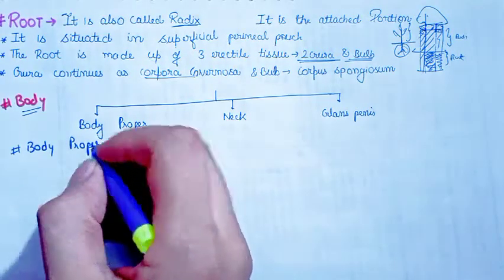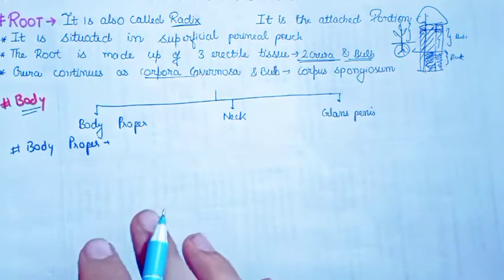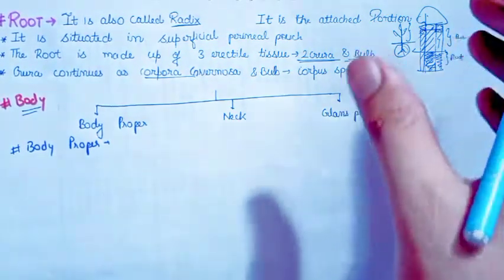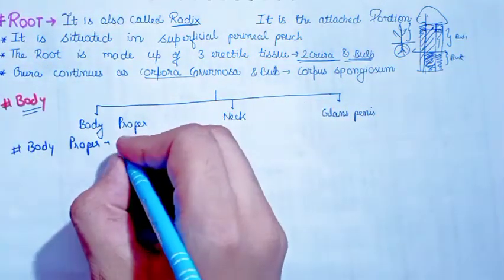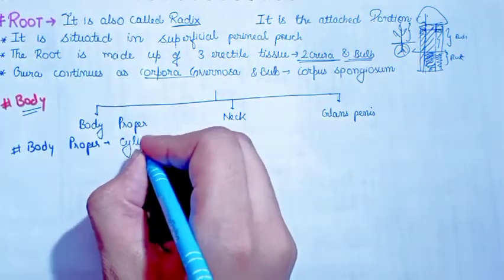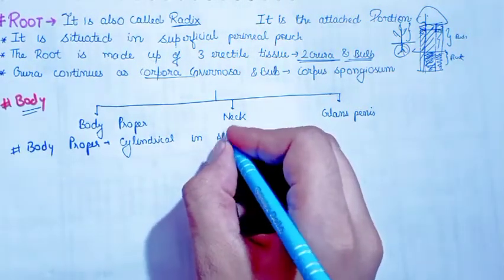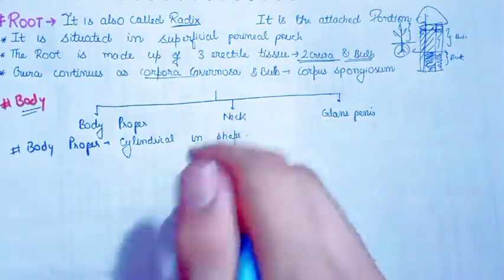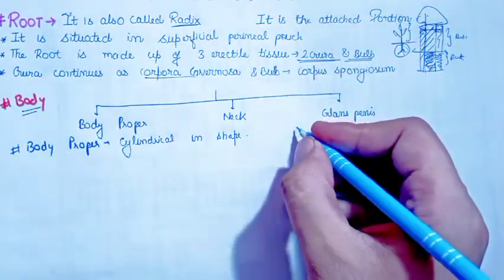Let's see some of its surfaces, which are very crucial for us to know. The body proper is the cylindrical portion of the penis. It is cylindrical in shape. But if you make a cross section of an erect penis, the shape on the cross section appears to be like that of a prism.